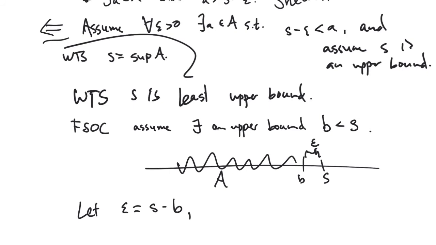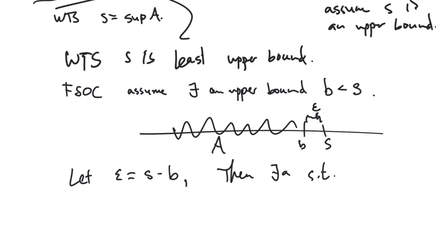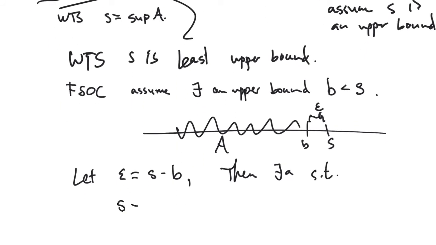And then what I want to show, sorry, confusing myself. We have assumed the stuff in the box over here. We assume for all epsilon greater than 0, there exists A such that S minus epsilon is less than A. So what that means is, then there exists A such that S minus epsilon, but I'm using epsilon as S minus B, so S minus (S minus B) is less than A. All right?